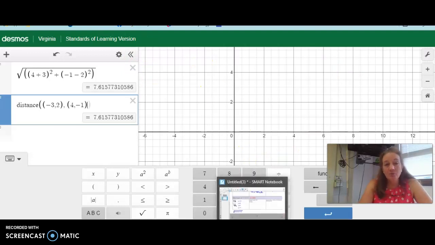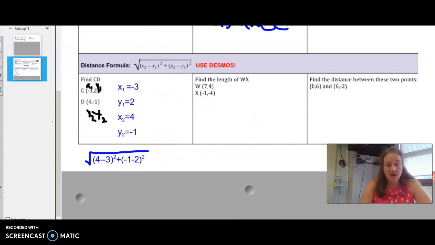All right, so both ways I got the same answer. I got 7.615. Now if I round this to the hundredths place, this is the hundredths place. So remember, if it's 5 or higher, the number to the left goes up. So is it going to be 7.61 or 7.62? Well, 5 and higher means that the number goes up. So I have 7.62, and that's my answer.